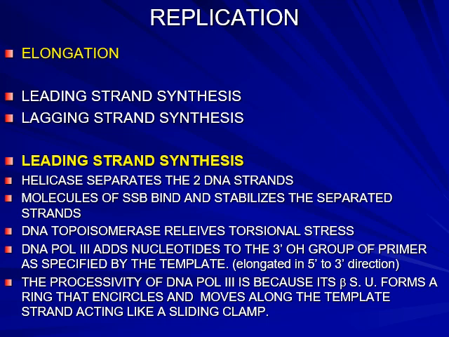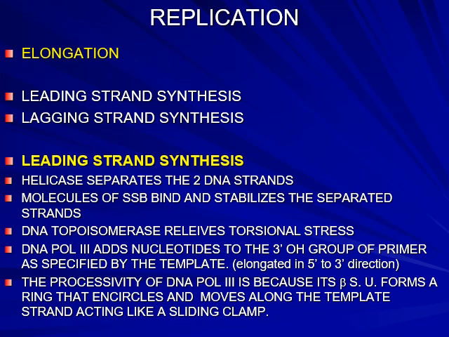Now, once all this has been set in place, then what happens? The primer is synthesized by the primase, which is present in the primosome. And once the RNA primer is synthesized, the DNA polymerase 3 will now come into play. It adds the nucleotides through the free 3' hydroxyl group of the primer and keeps on adding nucleotides which are complementary or specified by the template. Elongation occurs in the 5' to 3' direction.